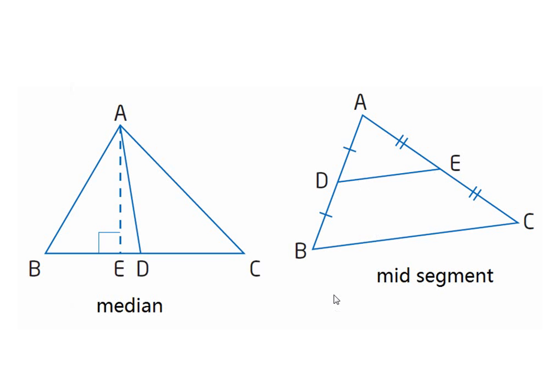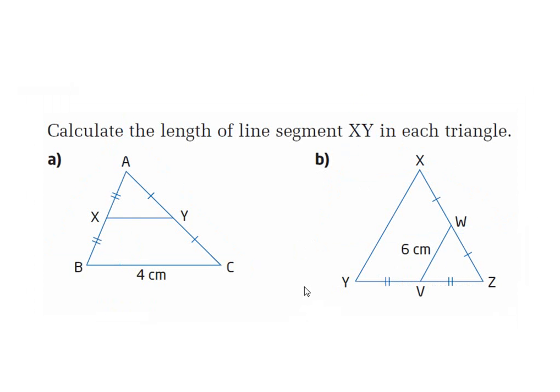Then let's practice. For example, calculate the length of XY. How long is it? 2 cm, right? How do you know? Because this is 4, so that is half, and half is 2. So XY is 2. Now, how long is this XY? Since this XY is twice of this midsegment, and this midsegment is 6 cm, XY is 12 cm.